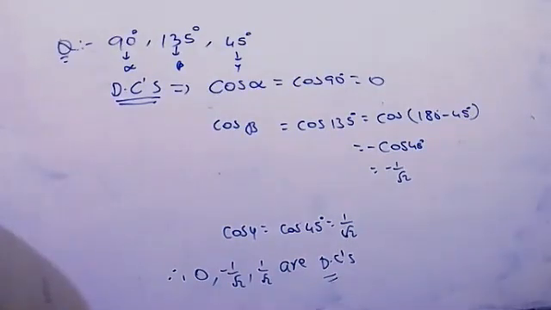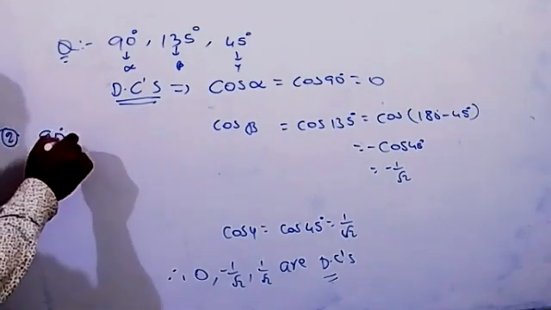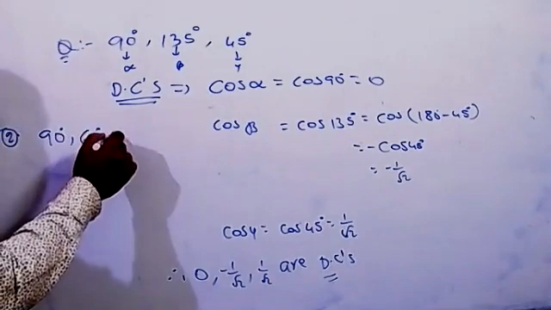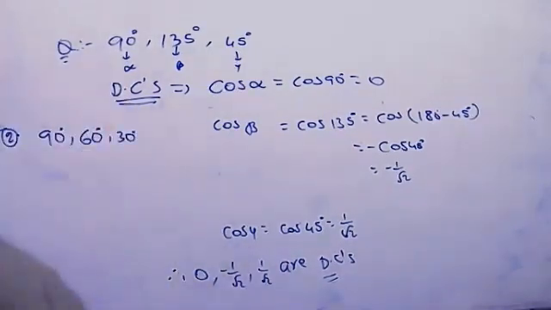Similarly, I'll give one problem that you can try yourself. The second question: angles 90, 60, and 30 degrees. Find the direction cosines of the line. You can do that yourself. This is one of the models.